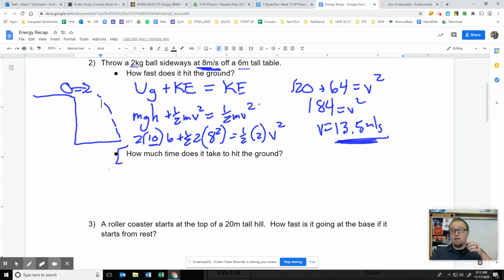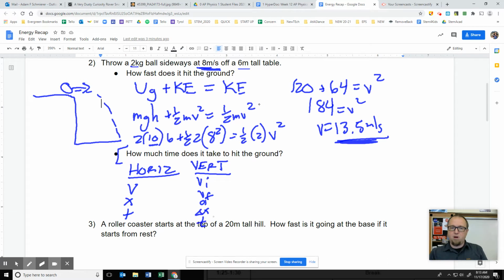How much time? So this is review. I want to connect what we're doing here to what we did with projectiles. So if you're like, I don't want to do projectiles right now, that's fine. Go to the next problem. But how much time does it take to hit the ground? If we want time, energy does not touch time. Instead, we have to go back in time and review projectiles. So projectiles, horizontal has velocity, displacement, and time. Vertical has initial, final, acceleration, displacement, and time.